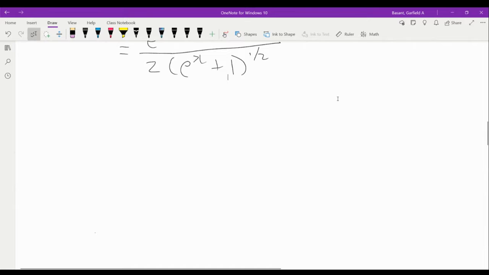All right, let's look at number 4. It says f of x is equal to x to the 5th times e to the 5x. Find the derivative of this.